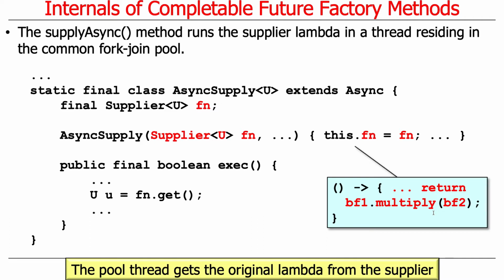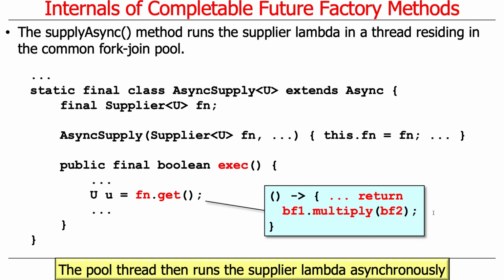Here's what AsyncSupply looks like. You can see AsyncSupply takes the parameter that's passed to it, this guy right here. It goes ahead and stores that supplier in a local field. So here's what gets passed in there. It stores that local field, and then when the exec method is called, and the exec method is called by a worker thread in the common fork join pool in this particular example, it goes ahead and says, hey, get me the results of that supplier lambda. Go ahead and call that supplier lambda.